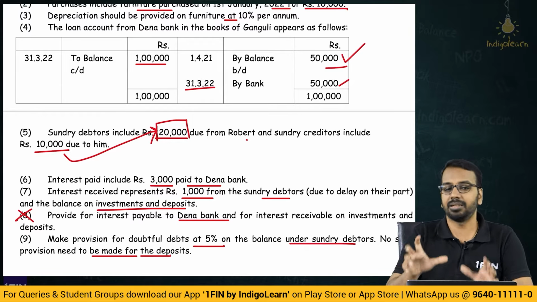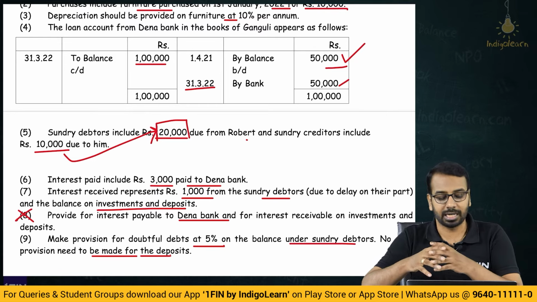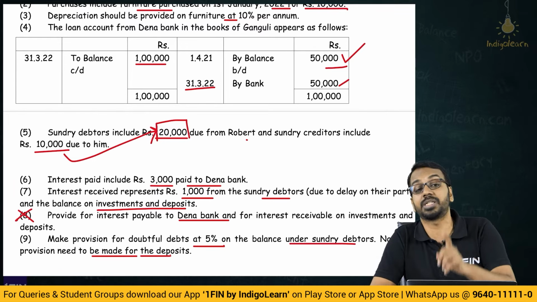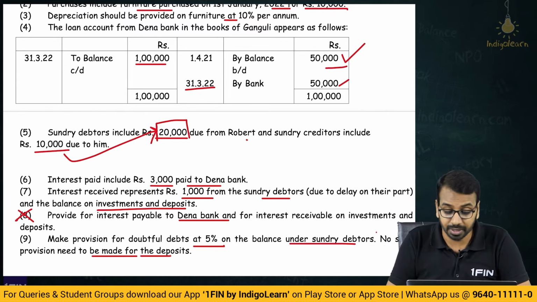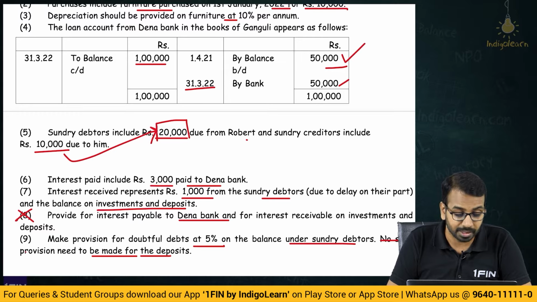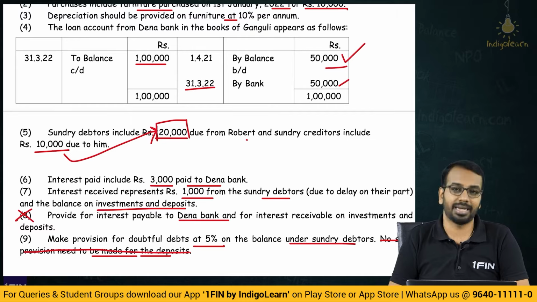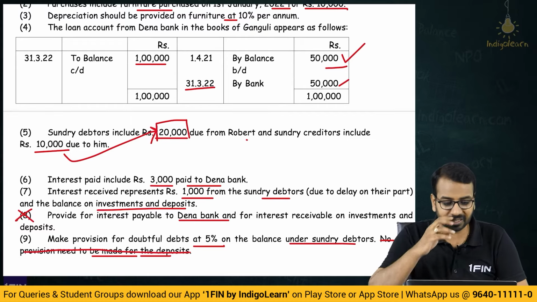Again, the second line, you don't generally make provision for doubtful debts and deposits unless specifically given in the question. So even if this line was not given, even then you will only make a provision for doubtful debts on the sundry debtors, right? Now we have gone through the adjustments.